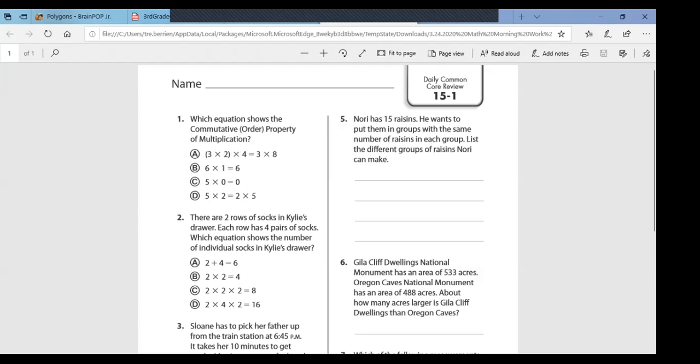So that's not A. And then we take a look at B, 6 times 1 equals 6. Although that is a fact, we're looking for the commutative property of multiplication, and that is not representing that.